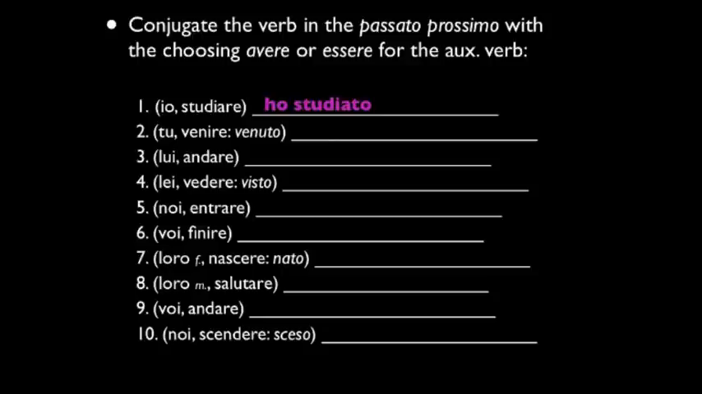Number two, tu venire. Venuto is the irregular past participle, and throughout this exercise you're going to see that if there's an irregular past participle, just use that. I've supplied it for you. And you remember that venire is in the house of essere. It is also an intransitive verb, and that one's sei venuto or sei venuta. Number three, lui, andare, you'll get to in a second. Just pause the video and move on from there. When you're done, I'll give you the answers.